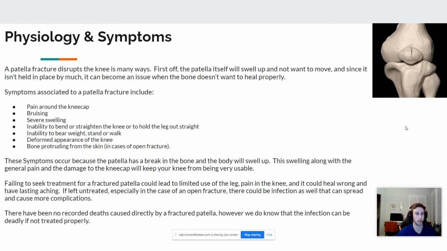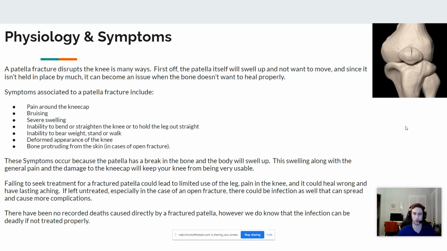Symptoms of a patellar fracture are going to be general pain. You're going to have bruising and really bad swelling. You're going to have an inability to bend or straighten the knee. You're not going to be able to hold it straight. You're not going to be able to bear any weight or walk really, and if you are, you're going to have a really bad limp. You're going to have a deformed appearance of the knee, and in some cases, with open fracture, you can have the bone protruding from the skin.